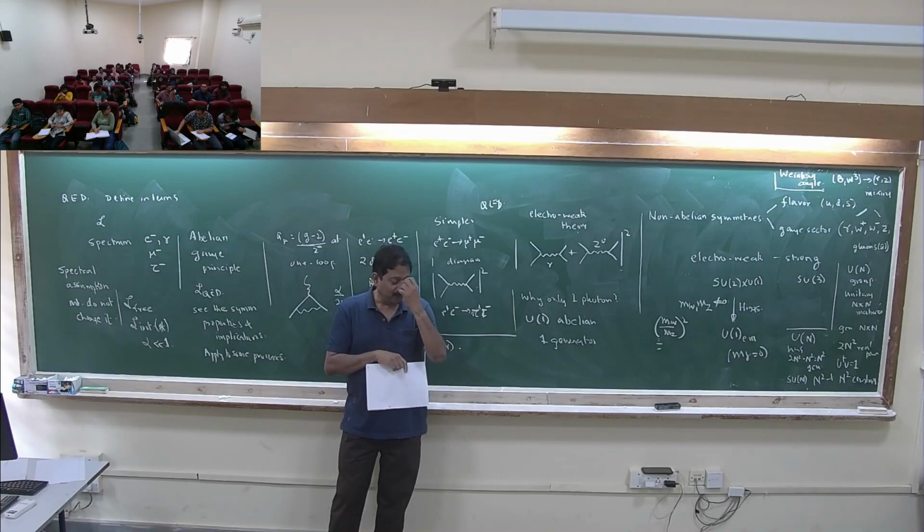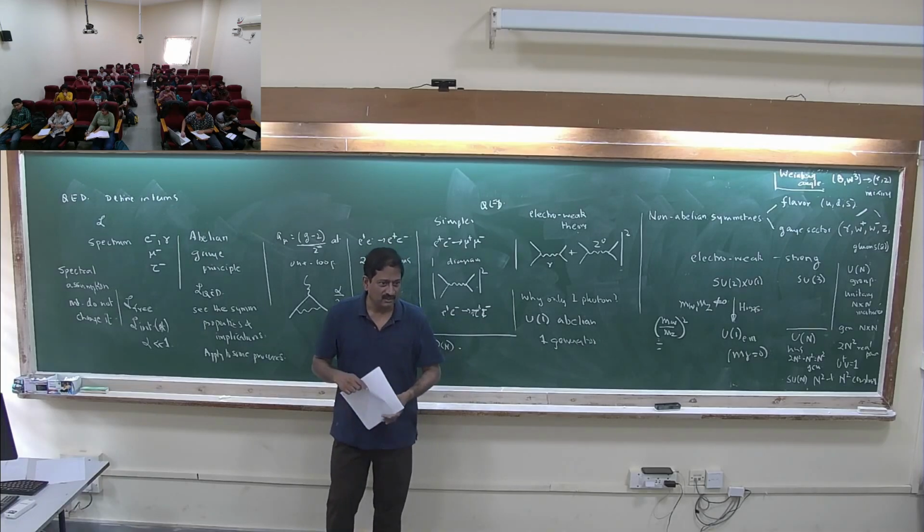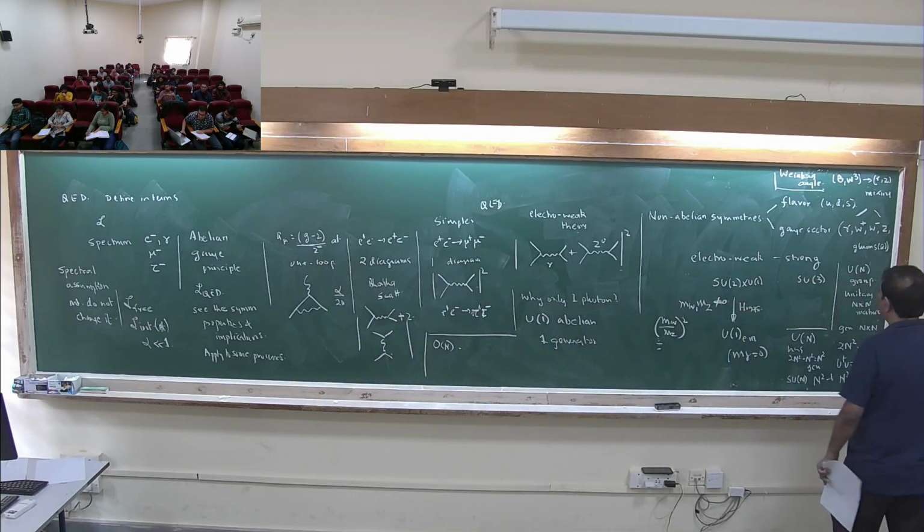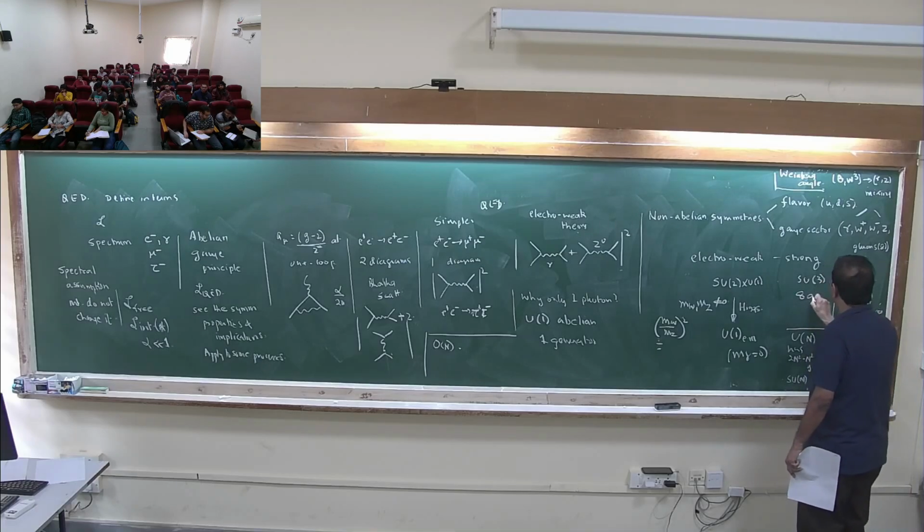So n times n minus 1 by 2. But for SON, as Pratibha said, the determinant can be plus or minus 1. However, SON also has the same number of generators. It's not a continuous generator. So that's like n times n minus 1 by 2. Okay, so here you get 8 generators.